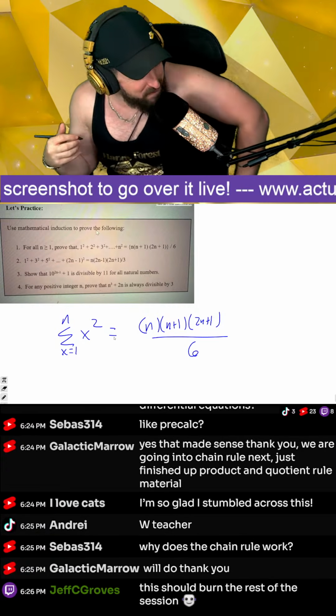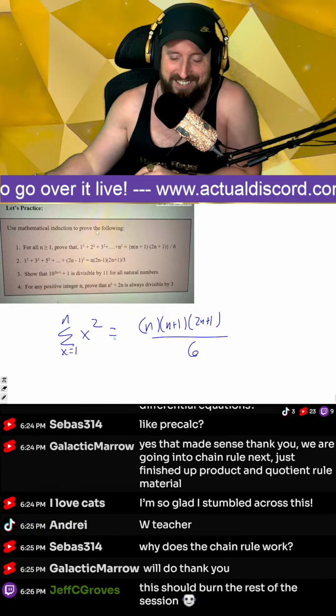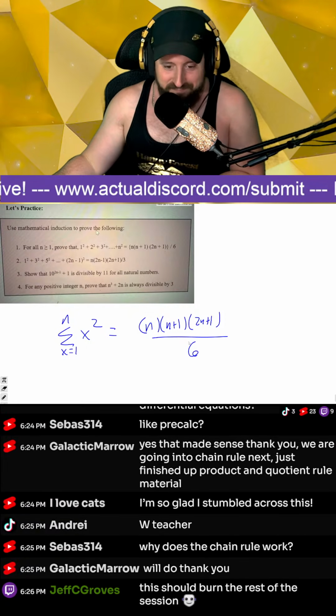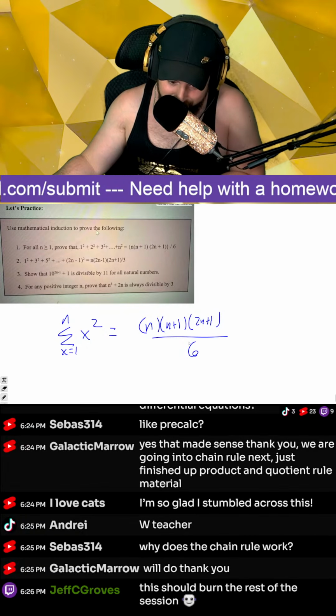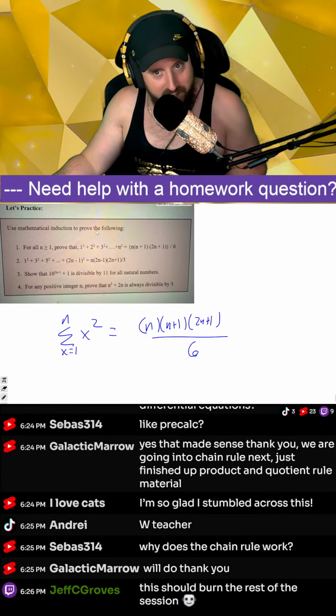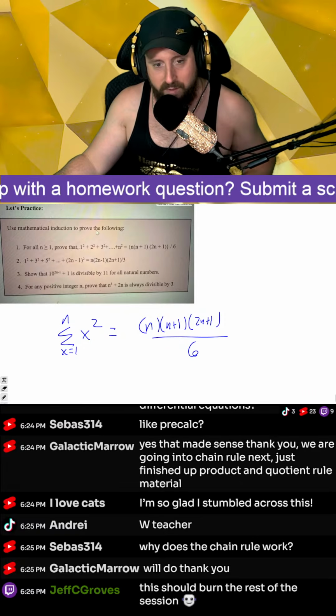Jeff says this should burn the rest of the session. Okay. This is all about how you have to develop a base case, right? Isn't that what we have to do?